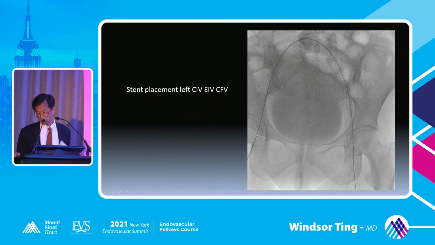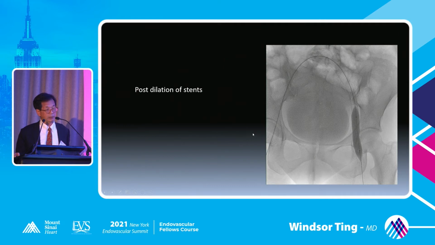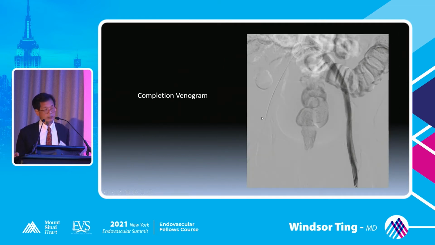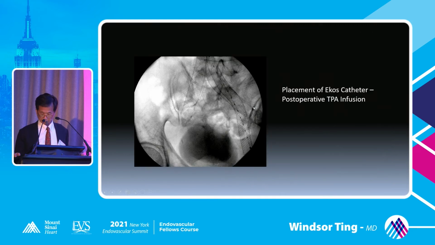The stent is really compressed in the external iliac vein and common femoral vein region. And I dilated the stent. And this is the completion venogram. You see restoration of flow through the entire iliac vein on the left side.